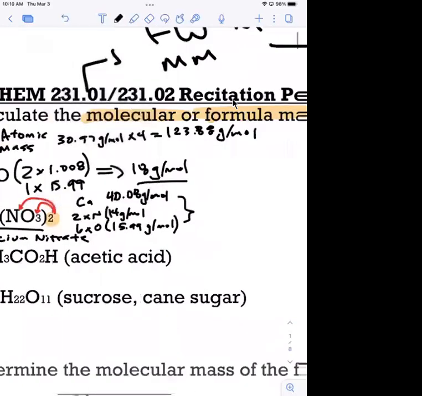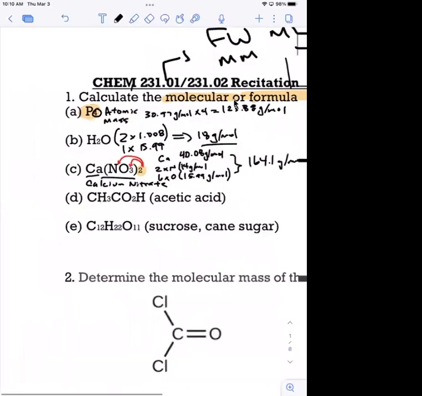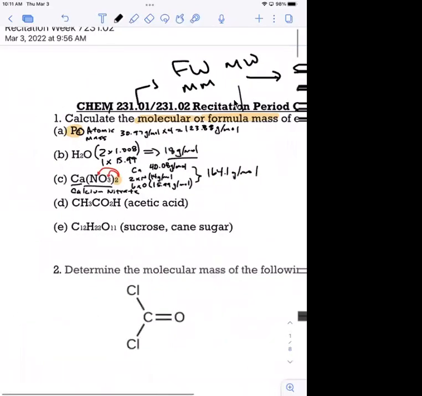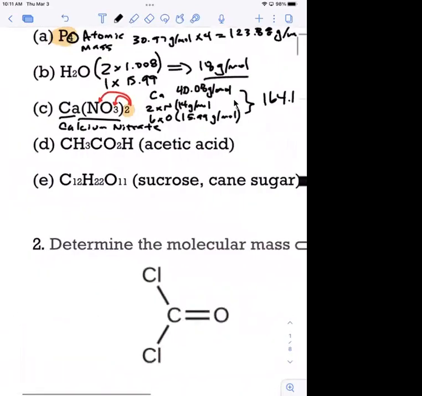Let me get my calculator. I got 164.08, or 164.1 grams per mole. All right, we can do the same thing for the rest of these. Let's do this one. You can do this one on your own. Let's do E. I'll put a different color.